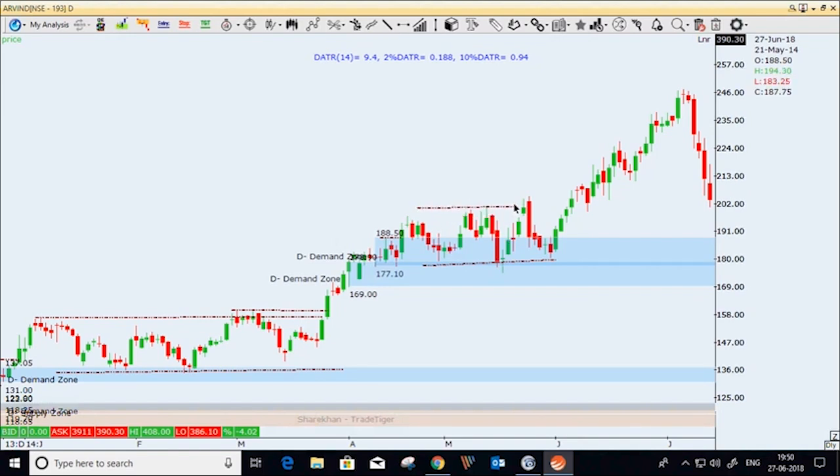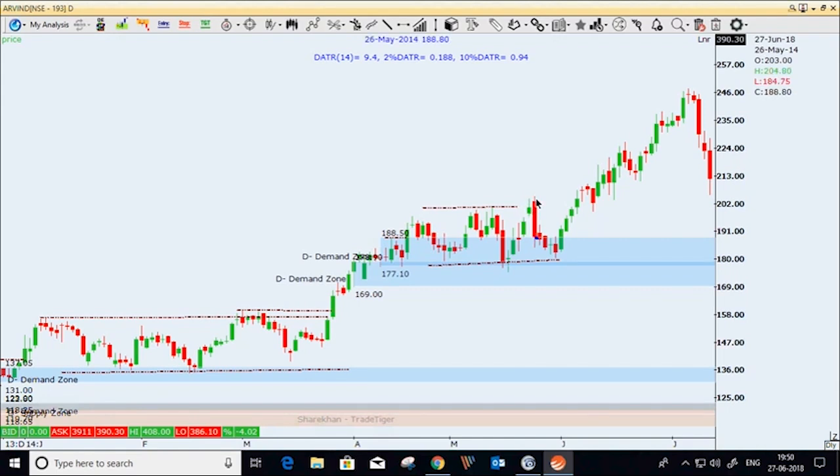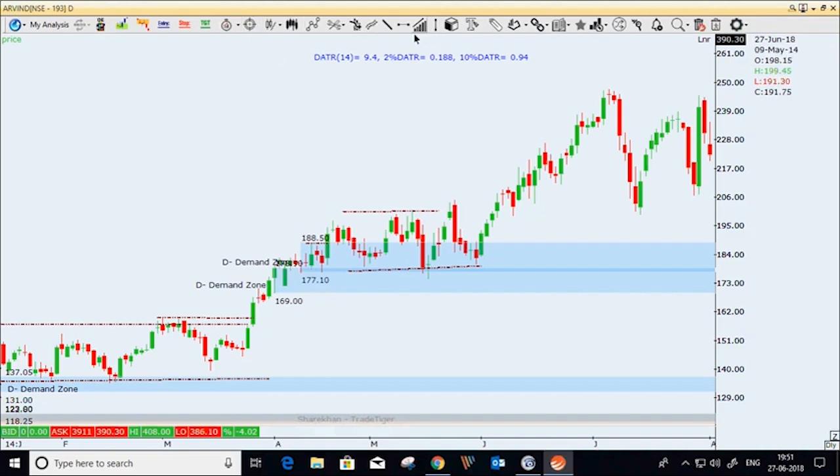This is the resistance which got faked out here. Price came back, tested and moved up. But by this, price also created a MIP, because this resistance got engulfed, price came down, V-like shape, price moved up. So this is my MIP here.